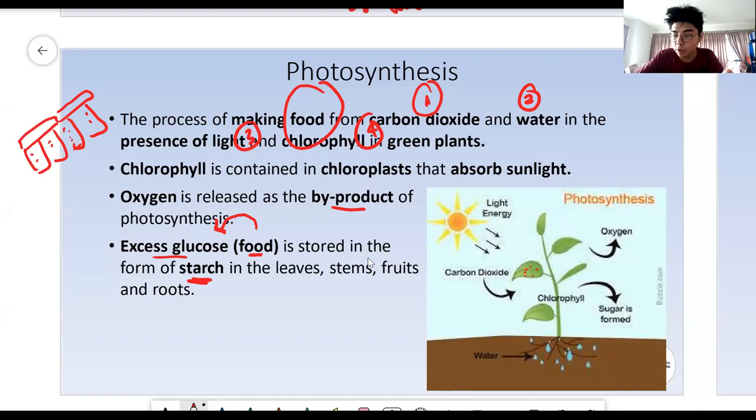So food going to be here, food going to be here. In the stem, food going to be here. In the fruit, just imagine the fruit, the food going to be here. And the roots, the food going to be here. So all throughout the plant, the food will exist in all the parts. Okay, so, let's see.